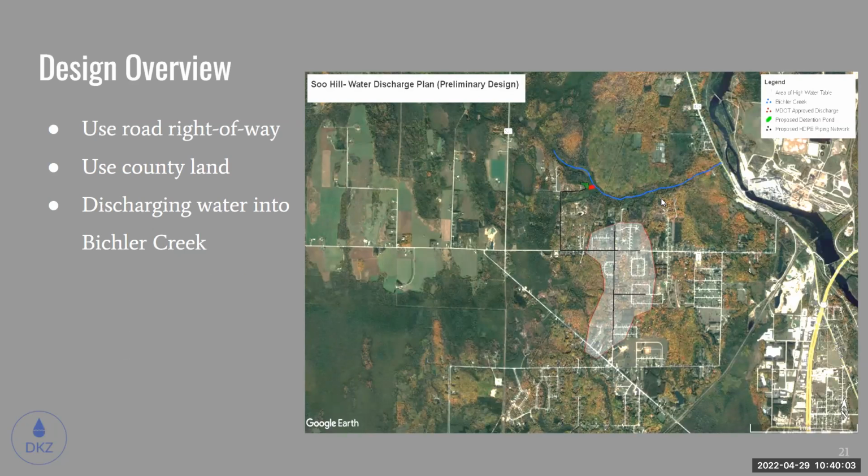Once the water is pumped out of our pump houses, which are located here, here, and down here, kind of hard to see on this map, it'll then be transported up to this detention pond, which is now located on county property, and discharged back into Bickler Creek through MDOT BMPs, which are best management practices.